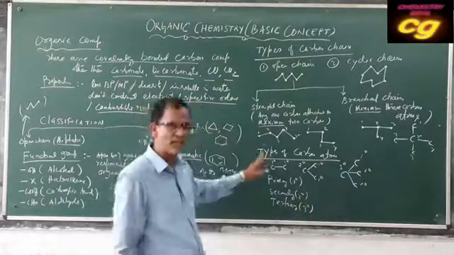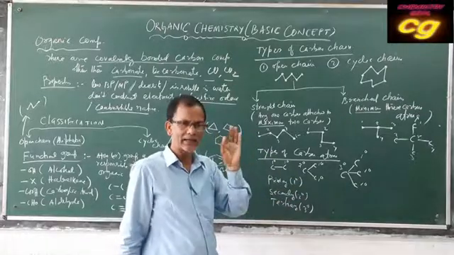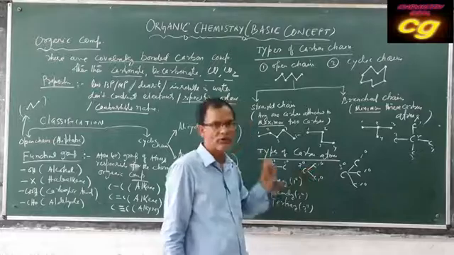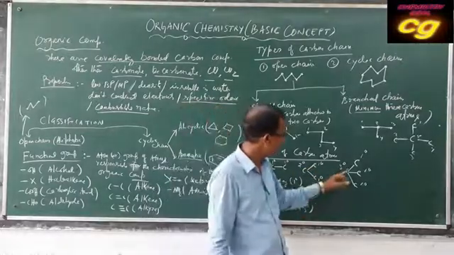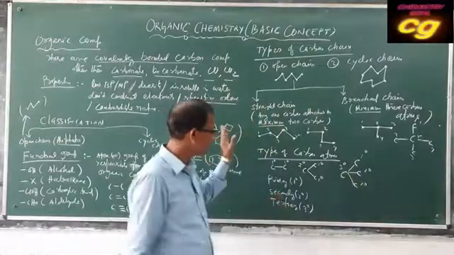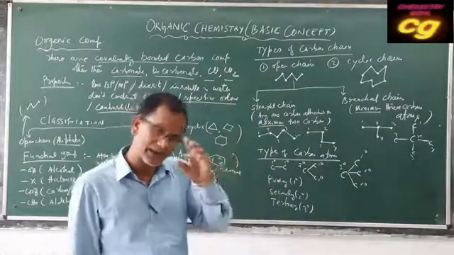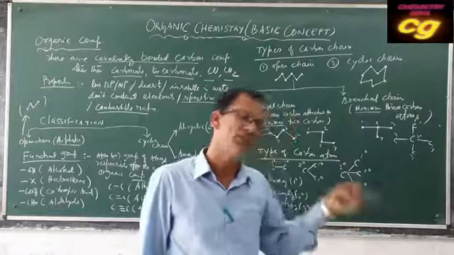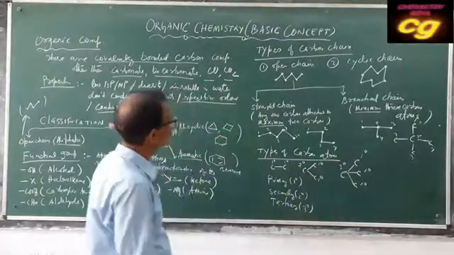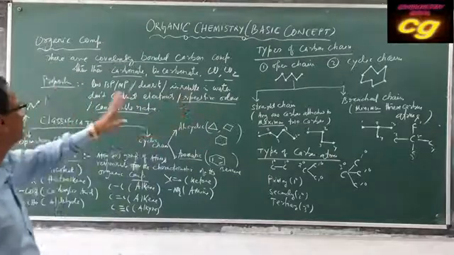Primary means it is attached to one carbon. Secondary means it is attached to two carbon directly. Tertiary means it is attached to three carbon. 1, 2, 3. So on the basis of the number of carbon atoms attached to the particular carbon atom, the carbon atom will be primary, secondary, or tertiary. Then this is about the carbon chain.